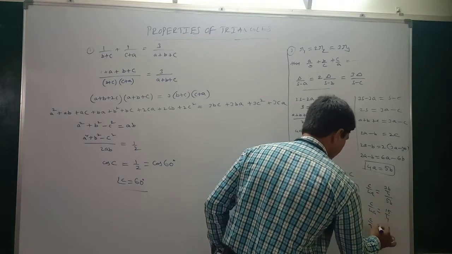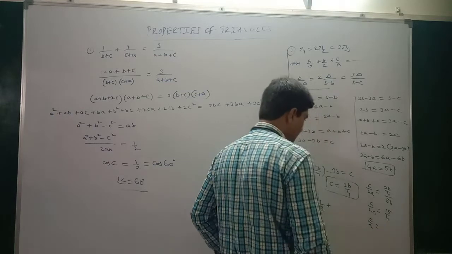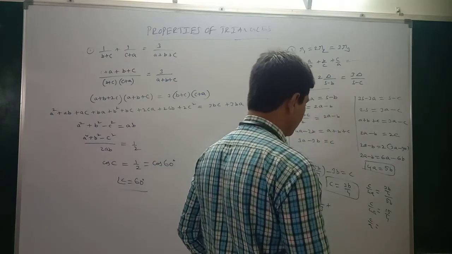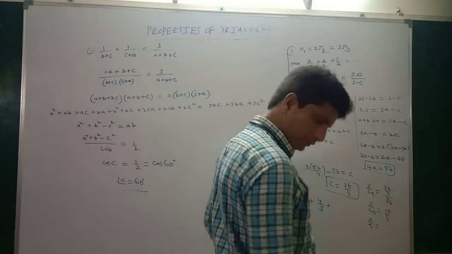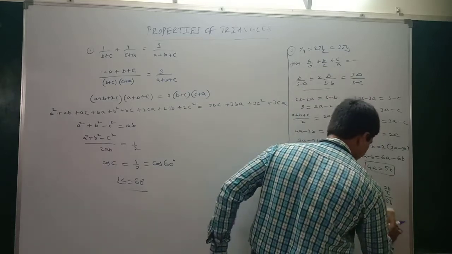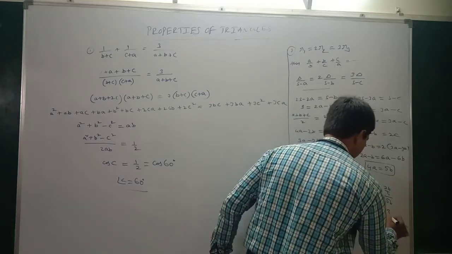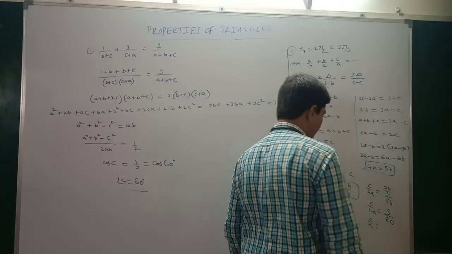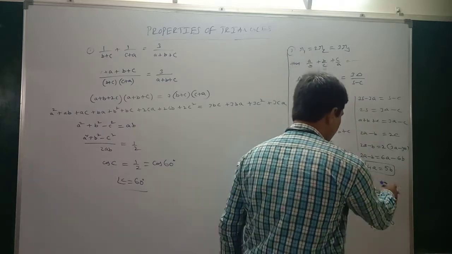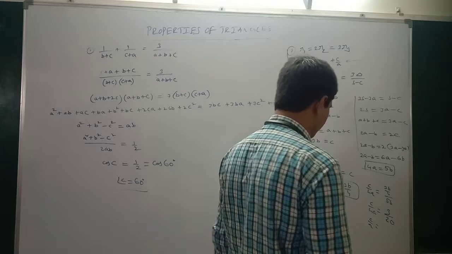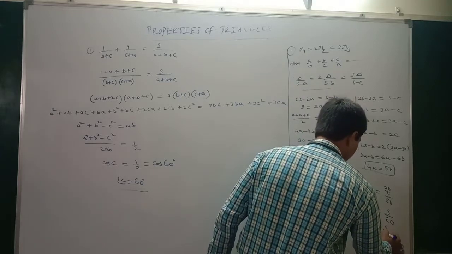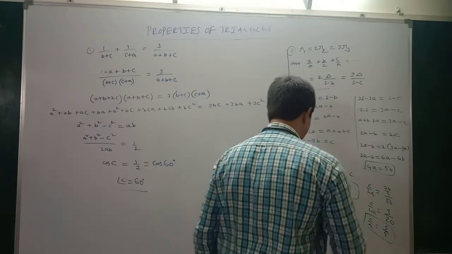So c by a equal to what? b gets cancelled. So 3 by what? 3 by 20. Is it right now? Because if we go to the numerator, 1 by 5, b cancel, 3 by 20. So c by a equal to how much we get there? 3 by 5. Now substitute here.